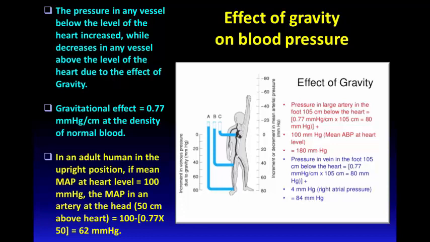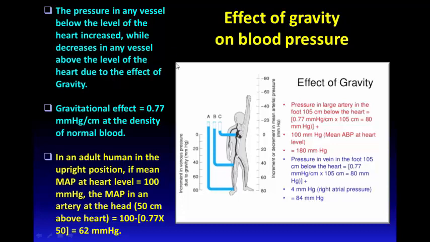Hence, in an adult human who is in the upright position, who is standing, if the mean arterial blood pressure at the level of the heart is 100 millimeters of mercury, the mean arterial blood pressure in an artery at the head, which is above the level of the heart, an artery at the head which is 50 centimeters above the heart, would be 100 millimeters of mercury at the level of the heart minus 0.77 multiplied by 50. This is the effect of gravity, and here we have the pressure in the artery which is 50 centimeters above the level of the heart.